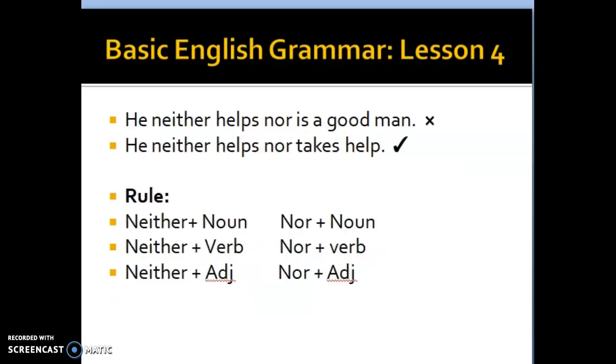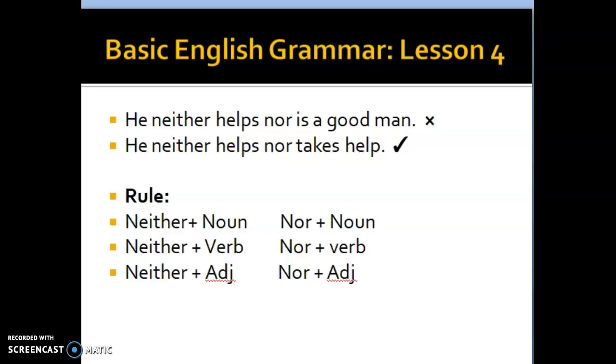In the next slide, we see an example. "He neither helps nor is a good man." This example is wrong. Why? Because there is a rule, also given below. When neither is followed by a noun, nor must also be followed by a noun. When neither is followed by a verb, nor is also followed by a verb. When neither is followed by an adjective, nor is also followed by an adjective. Whereas in the first wrong example, neither is followed by a verb, but nor is not followed by a verb. So that's why the example is wrong.